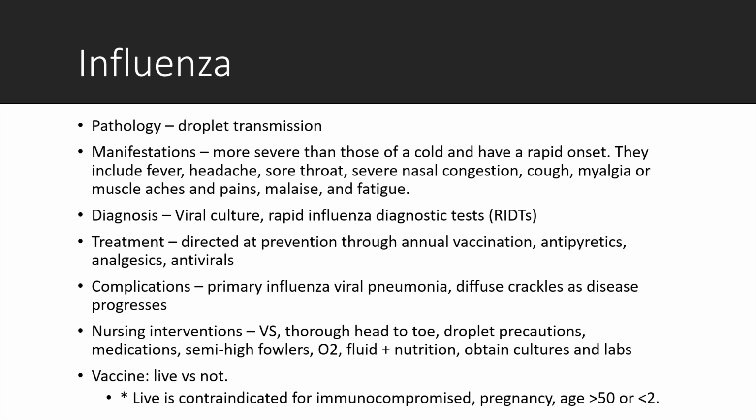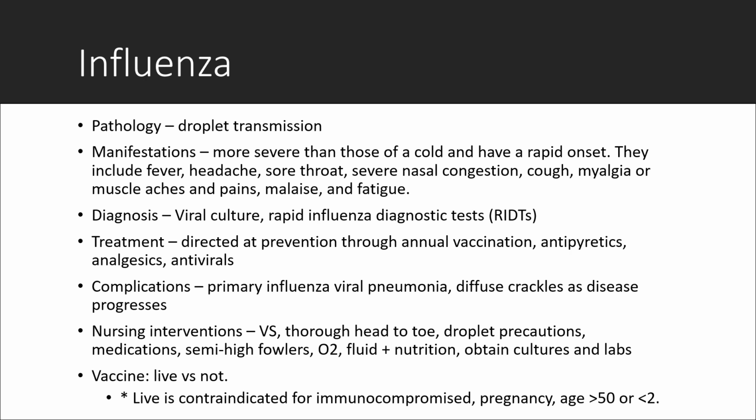Complications: primary influenza can lead to influenza viral pneumonia. As the disease progresses, these patients have diffuse crackles, which is an abnormal finding. If you go into your patient's room and they have a fever, chills, body aches, and they're coughing, yeah, they have the flu, you already know that. But if you start hearing diffuse crackles, this is abnormal, and it means the disease is getting worse and they might have viral pneumonia.